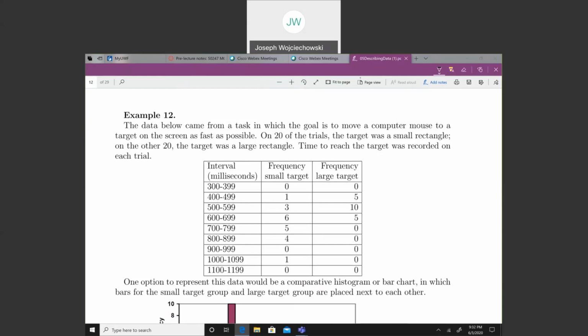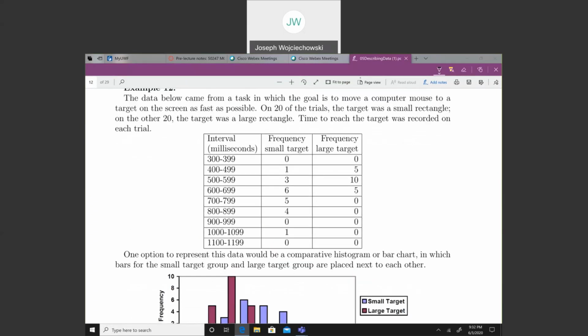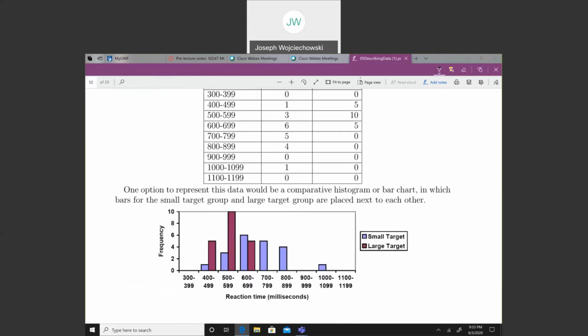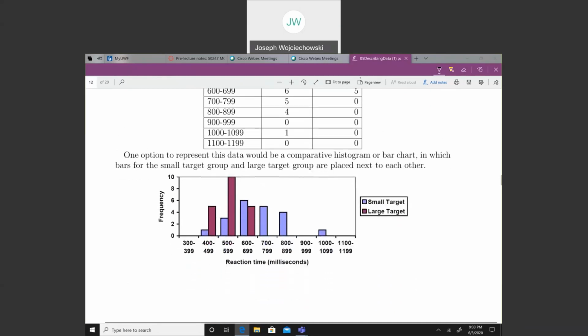So again, we broke our intervals here. We're using intervals of 100, starting at 300. We have our frequencies on a small target and frequencies on a large target. One option to represent this data would be a comparative histogram or bar chart in which the bars for the small target group and large target group are placed next to each other, encoded by color. So there's that.